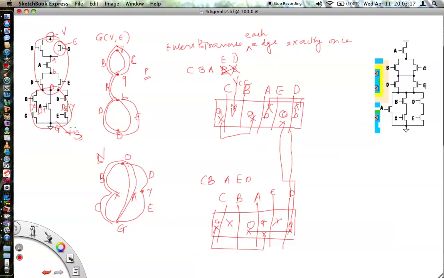For this circuit, now let's try the same thing. We'll start with the graph and the Euler's path, and let's start with the P structure. So this is your transistor A, B, D. So you have the P here, and let's draw a similar N structure.